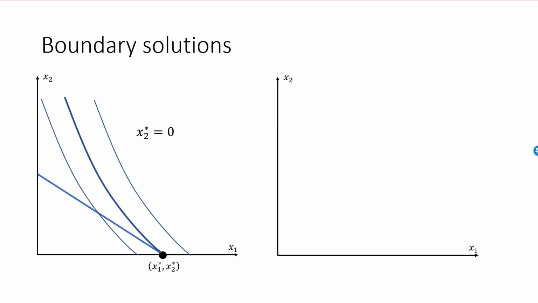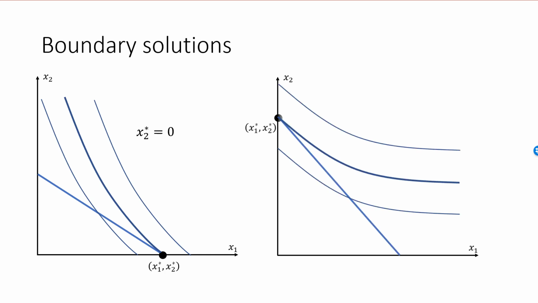Here is the other case. The budget line, indifference curves, and the optimal bundle is now on the x2 axis with x1 star equal to 0. From a mathematical perspective, the important point is that the slope of the budget line is no longer equal to the slope of the indifference curve at the optimal bundle.